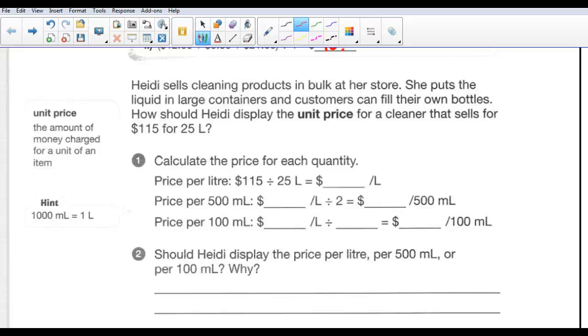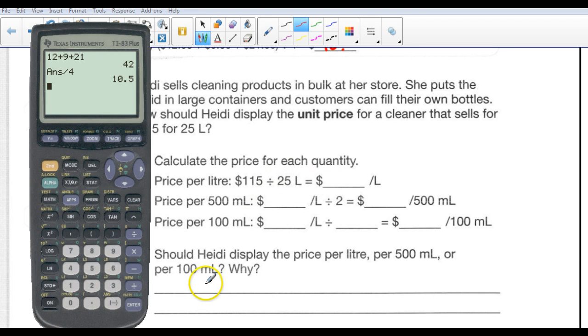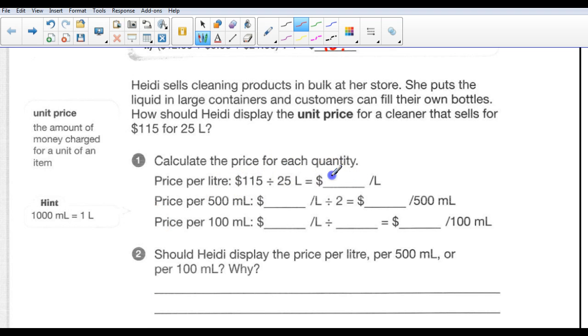So how should Heidi display the unit price for a cleaner that sells for $115 for 25 liters? Okay, well, we have to calculate the price for each quantity. So the price per liter is $115. We want to divide it by 25 because it's for 25 liters. Okay, and that'll give us a price per liter. So let's clear that. So let's take 115. Let's divide that by 25. And this will give us a price per liter. So that's $4.60 per liter.